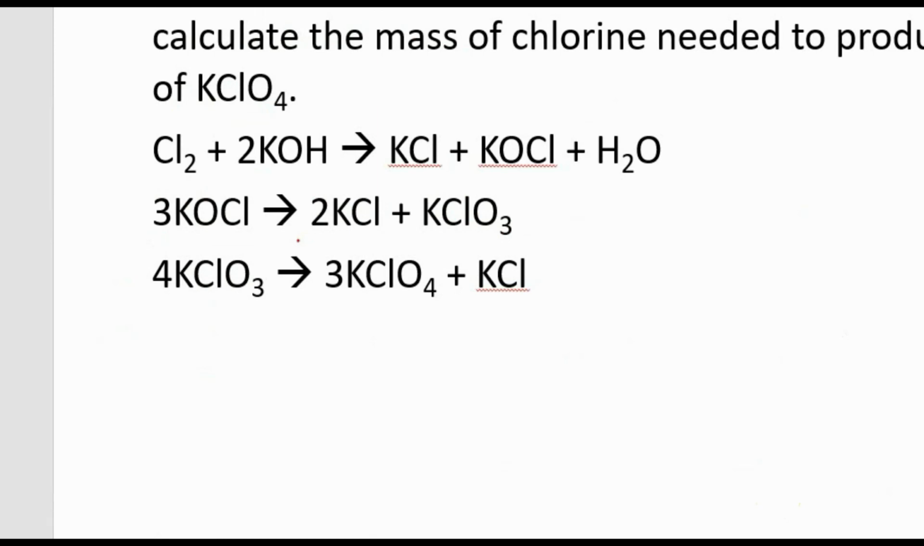So there is another problem here. There are 3 steps. Chlorine is first converted to this, which is disproportionated to KCl and KOCl. Then KOCl is further disproportionated to KCl and KClO3. And then finally KClO3 is further disproportionated to KClO4 and KCl.